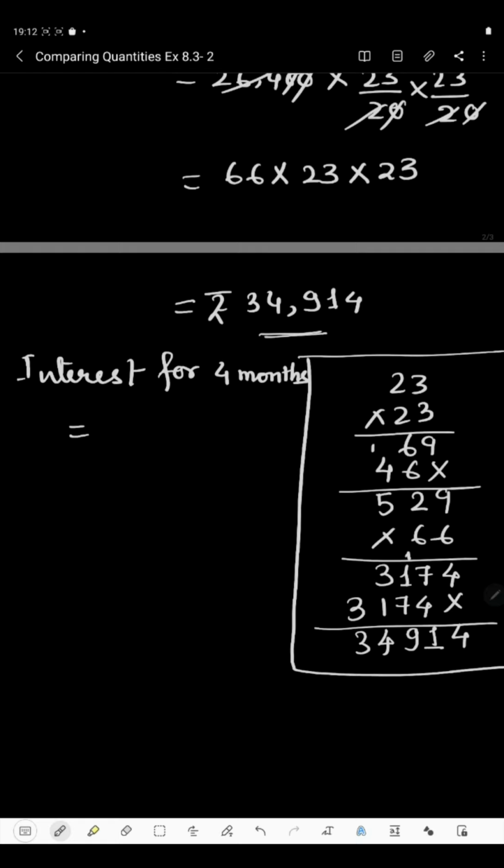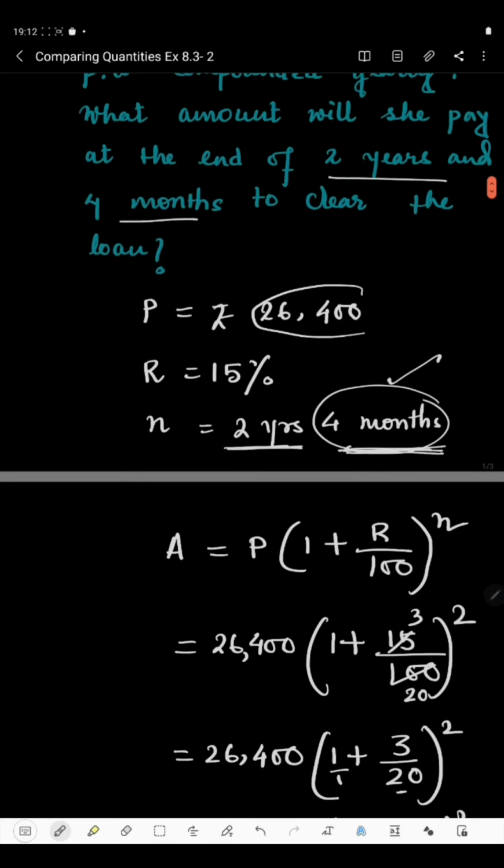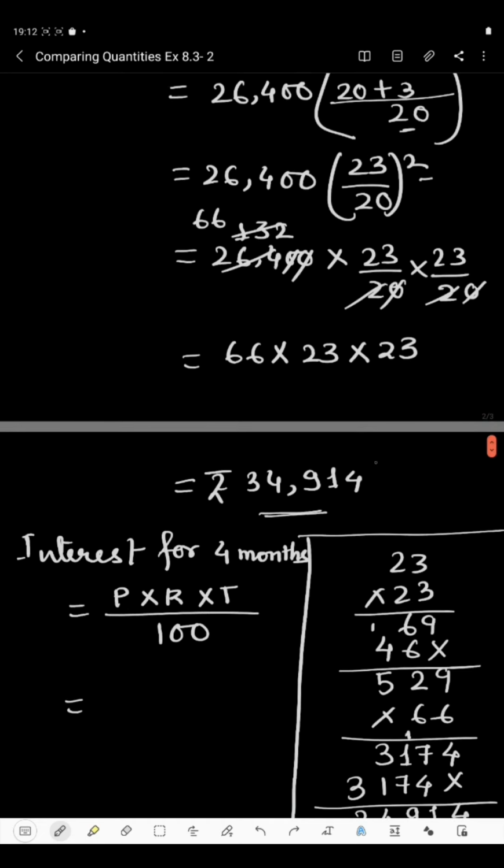Why? Because we know that whether you are taking SI or CI, interest remains the same for the first year. So we'll find by SI, and the formula for finding SI is P into R into T by 100. Now P is the principal, but here we will not write the principal, the one she has taken as loan from the bank. We will not write that one.